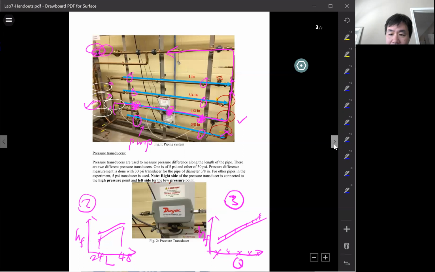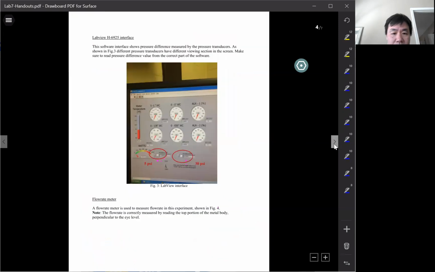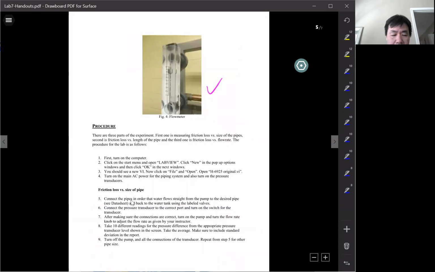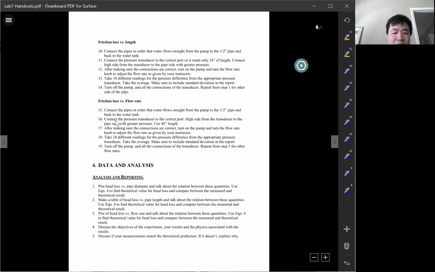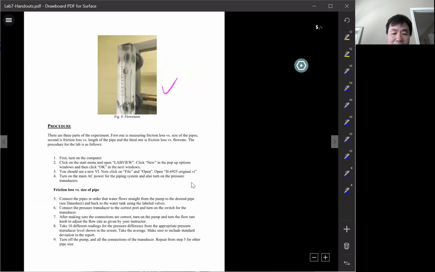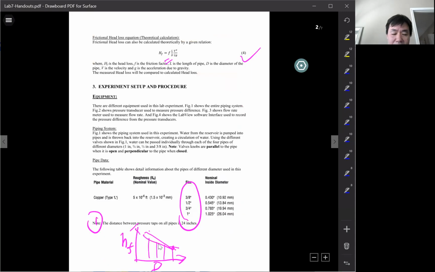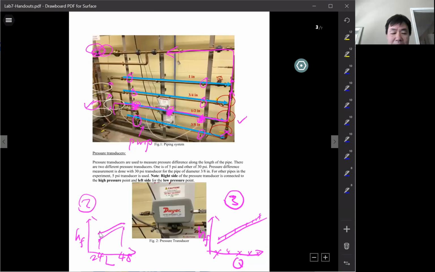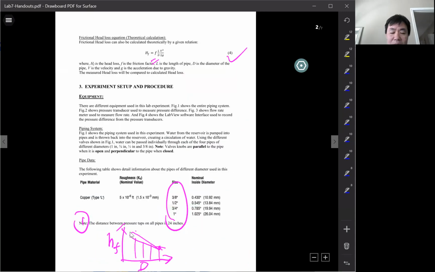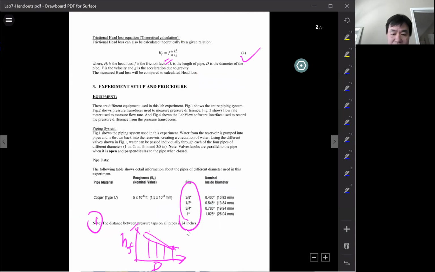So I think the requirement is clearly shown. Friction loss versus size, friction loss versus length, friction loss versus flow rate. Okay, so these are the plot report requirements. Basically, I think the key is to produce 3 plots, comparing measured values and theoretical values.